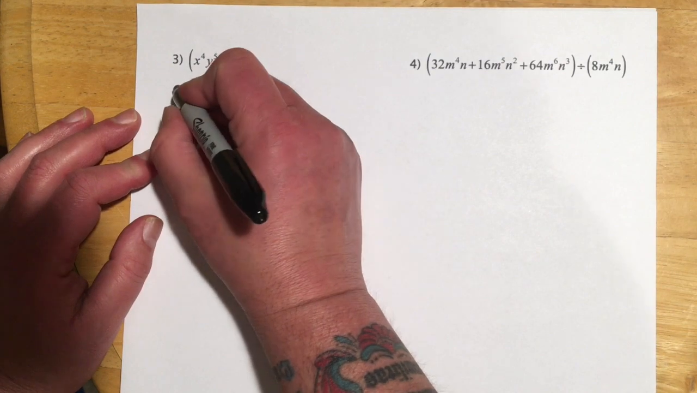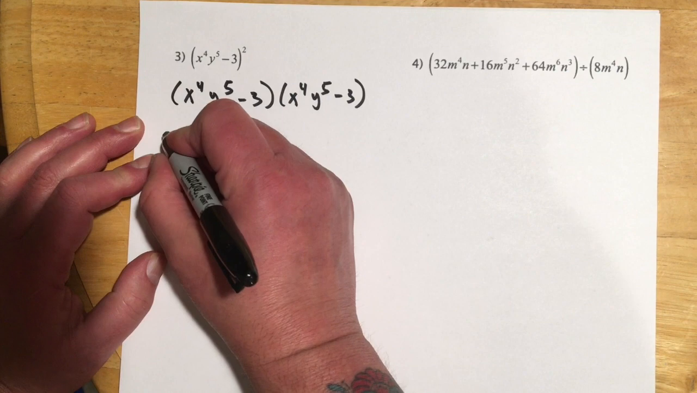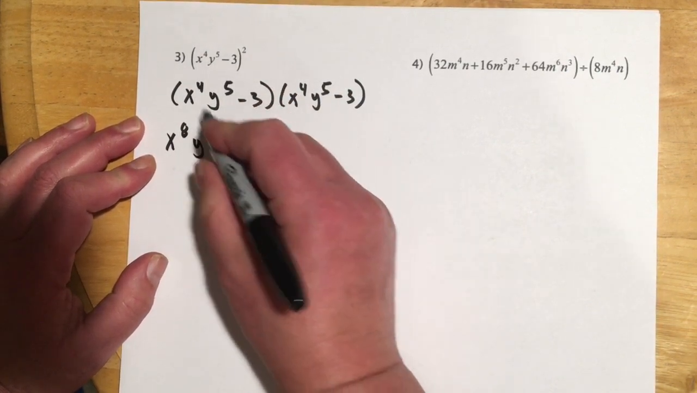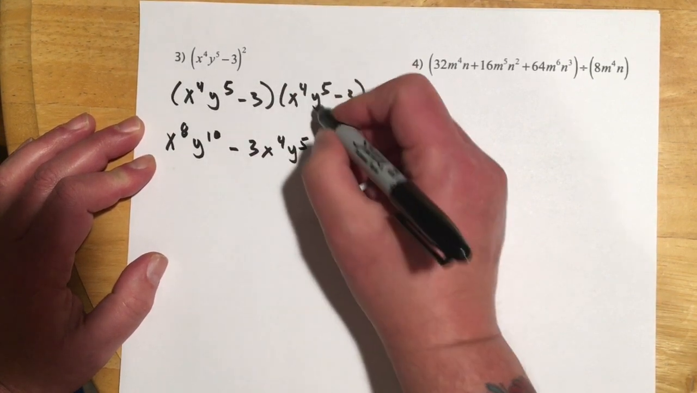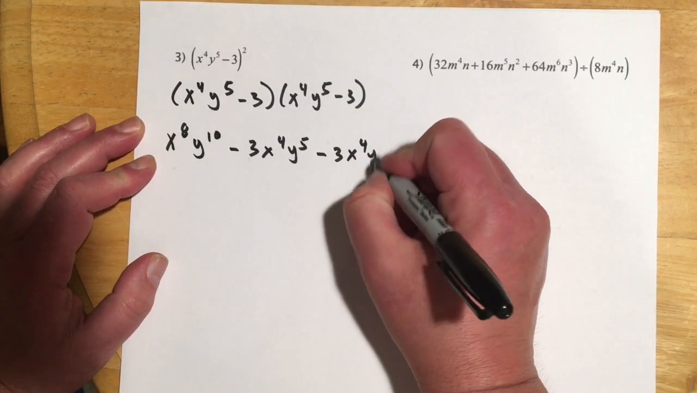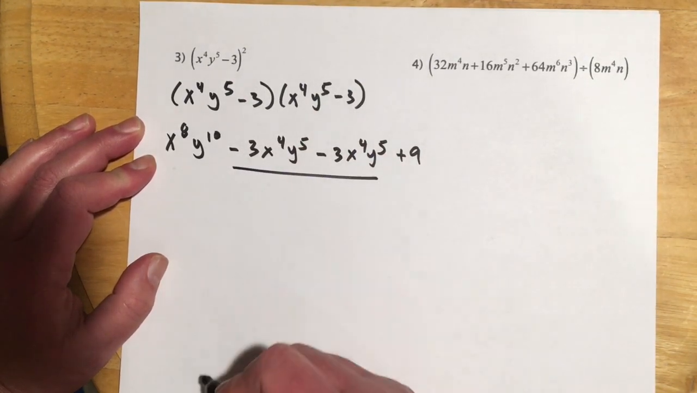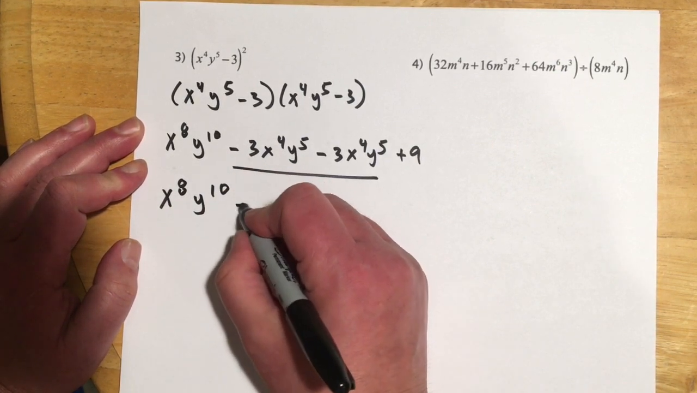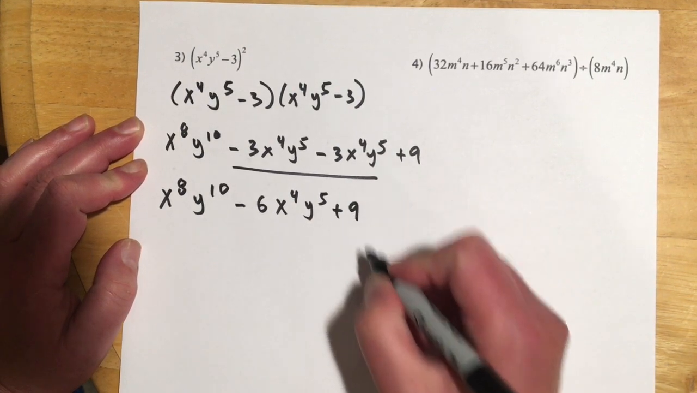Okay, so this one I would probably just rewrite as a FOIL. So from the front here we'd have x to the 8th and then y to the 10th. Outside we get minus 3x4 y5. On the inside, exact same thing. That's why the formula has the 2ab in it. And then minus 3 makes plus 9. A couple like terms right there. So x to the 8, y to the 10, minus 6x4 y5, and then plus 9.